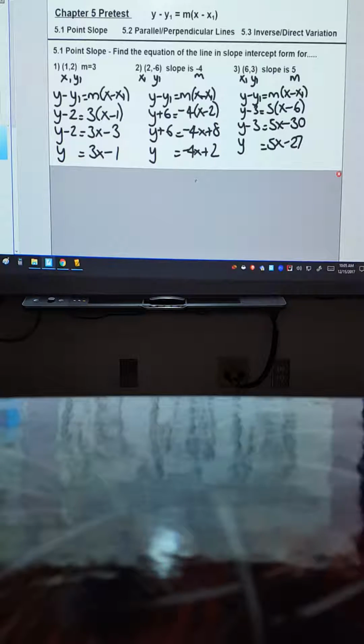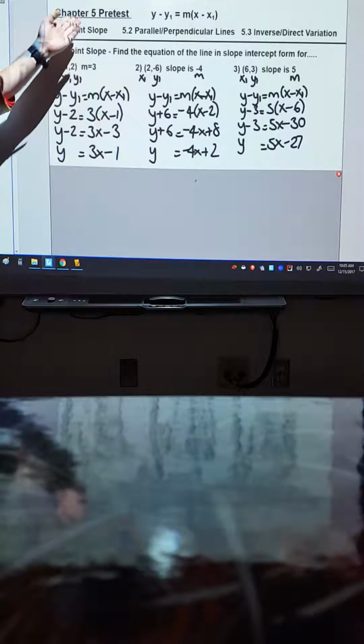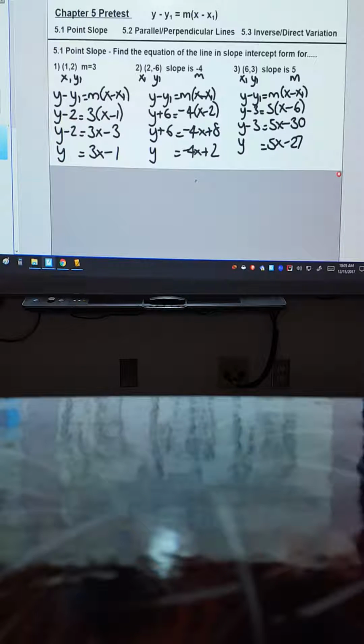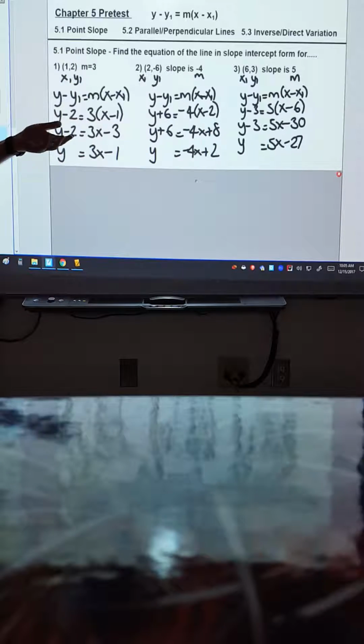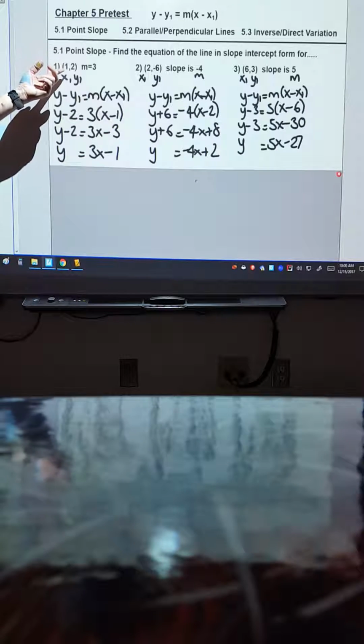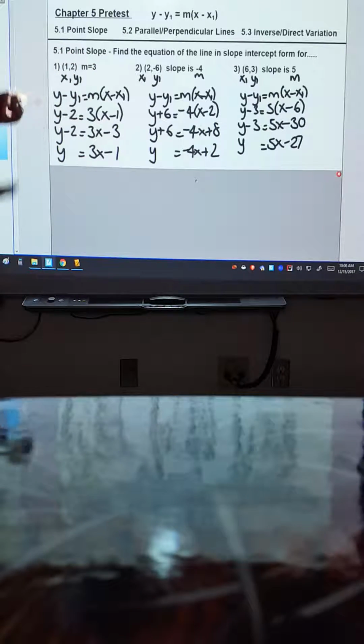This is the pre-test for Chapter 5, and we're going to focus specifically on objective 5.1, which is point slope. The point slope formula you can see here at the top: y minus y1 equals m parentheses x minus x1. The first section is really just to look at what happens if you're given both those two things, a point and a slope. And remember that we denote slope with the letter m.